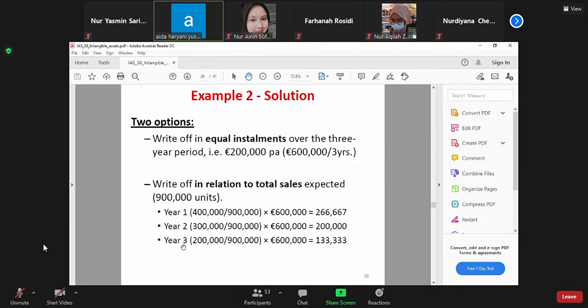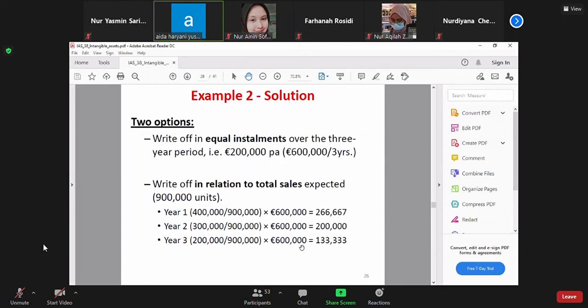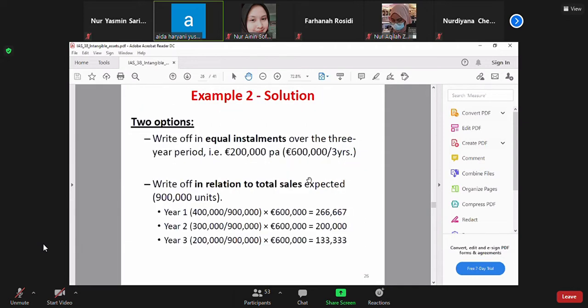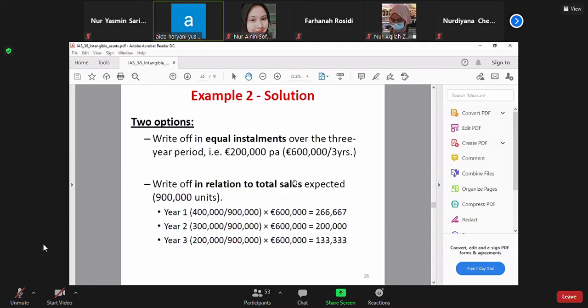Now let us look at the amortization. Just now there were two. One, you amortize over the useful life. The other, you amortize according to the total sales expected. So, to amortize over useful life, remember in the question, the useful life here is 3 years. That's why they divide by 3 years. So, the cost of the research and development is 600,000 here. Divide by 3 years. Every year, you will amortize 200,000, until the research and development is finished.